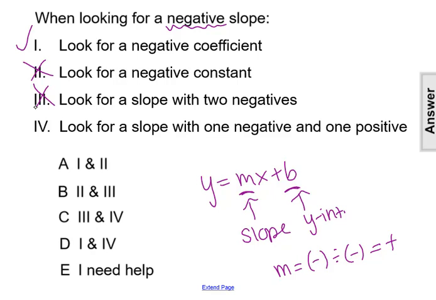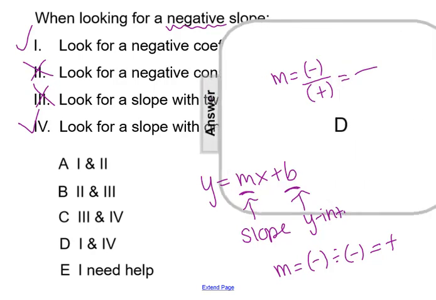Finally, statement 4 says to look for a slope with 1 negative and 1 positive. So if we had that situation, our slope would be that 1 negative over the 1 positive, and a negative divided by a positive is a negative number. So that would create a negative slope and make the statement true. In fact, the only statements that would be true for this negative slope situation are statements 1 and 4. So we want our answer to be D.